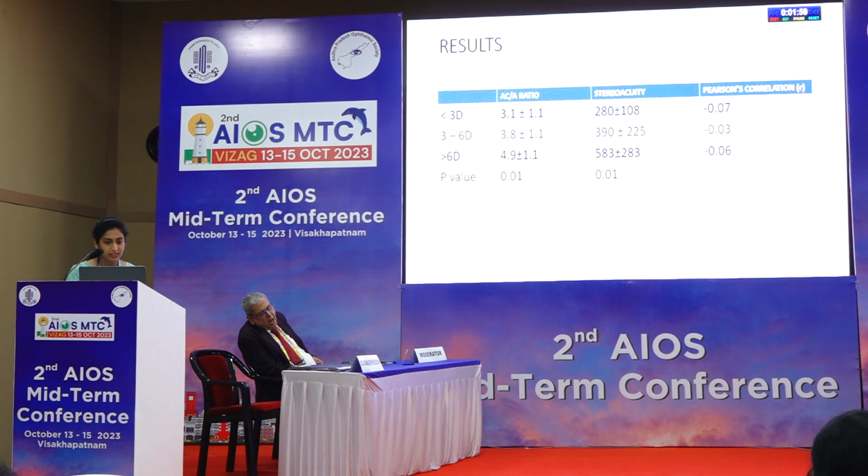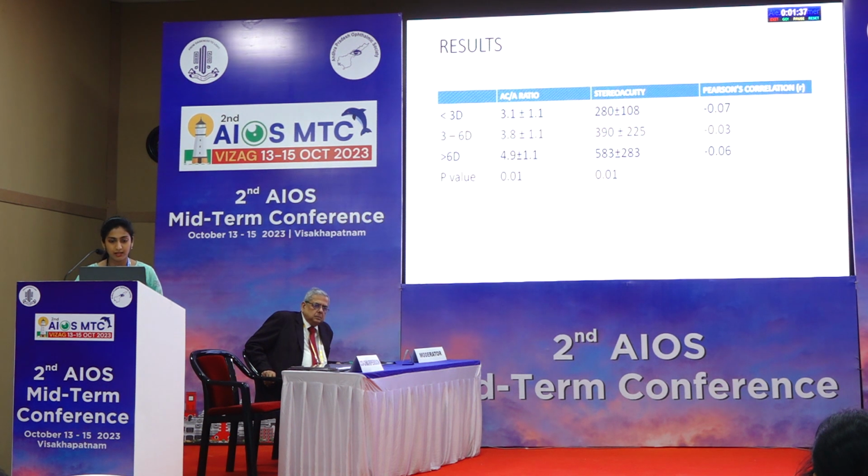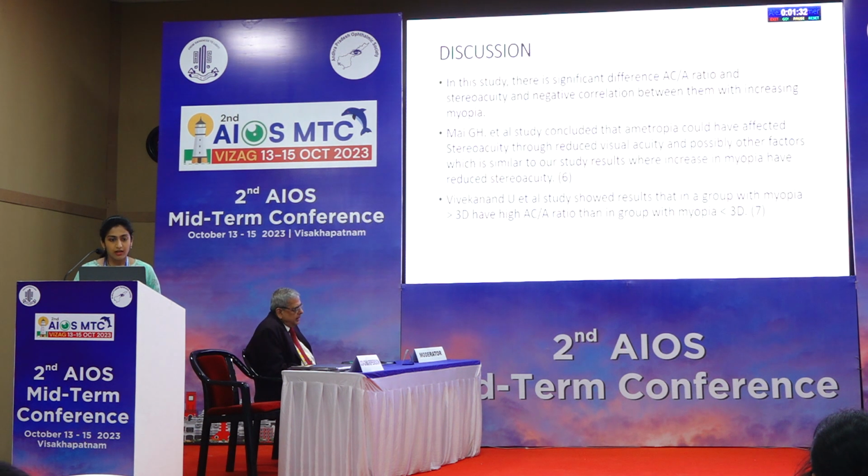And coming to results, AC by A ratio, on increasing myopia, there has been a significant increase in AC by A ratio, and also significant reduction in stereoacuity with increase in myopia, and there is a negative correlation present between AC by A ratio and stereoacuity that indicates increase in myopia increases AC by A ratio, which decreases stereoacuity. And coming to discussion, in this study there is a significant difference between AC by A ratio and stereoacuity with increasing myopia, and negative correlation between them on increasing myopia.